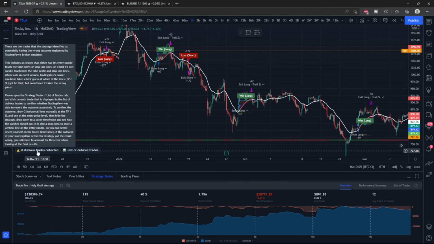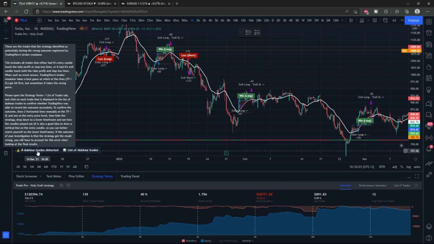This includes all trades that either had its entry candle touch the take profit or stop loss lines, or had its exit candle touch both the take profit and stop loss lines. When such an event occurs, TradingView's broker emulator takes a best guess at which of the lines, take profit or stop loss, got hit first, but sometimes it takes the wrong guess.